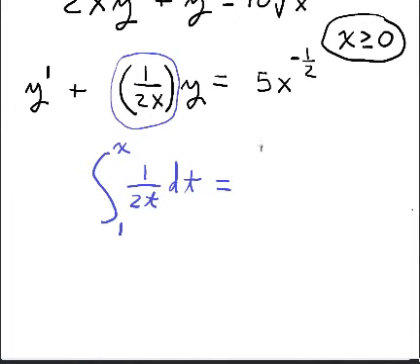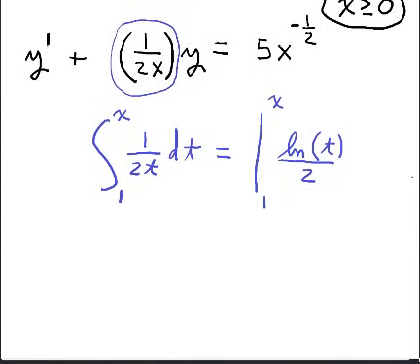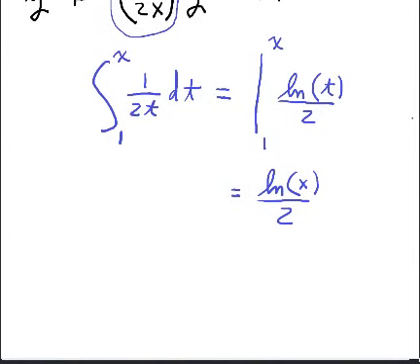By the fundamental theorem of calculus, we evaluate from 1 to x. An antiderivative of 1 over 2t is just the natural logarithm of t divided by 2. If you evaluate that, we get the natural logarithm of x divided by 2, which we can rewrite as the natural logarithm of x to the 1/2 power.